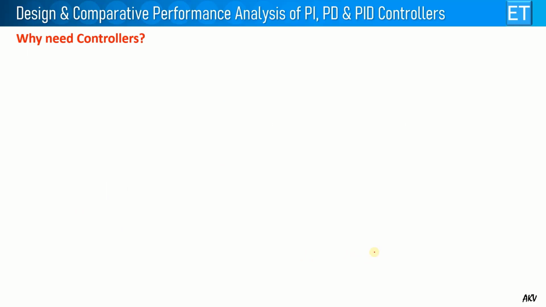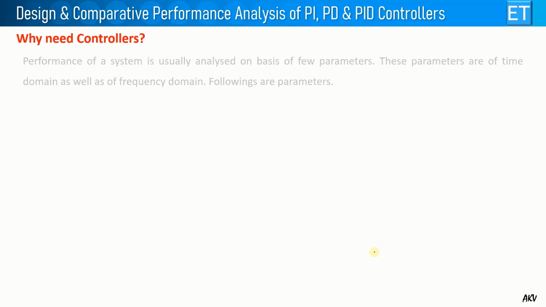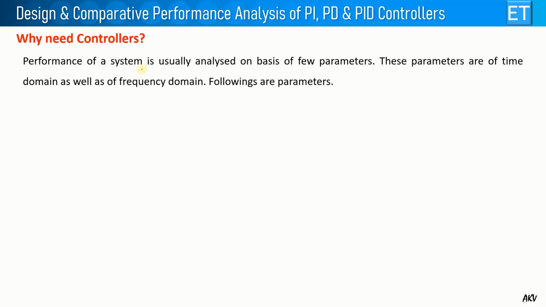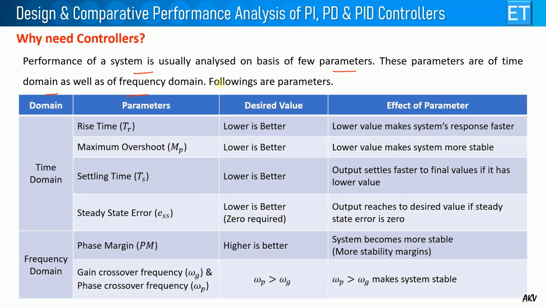First, let's see what is the need of these controllers. Actually, the performance of any system is usually analyzed on the basis of a few parameters. These parameters are of the time domain as well as of the frequency domain, and following are these parameters. So in the time domain, we have the rise time, maximum overshoot, settling time, and steady state error.